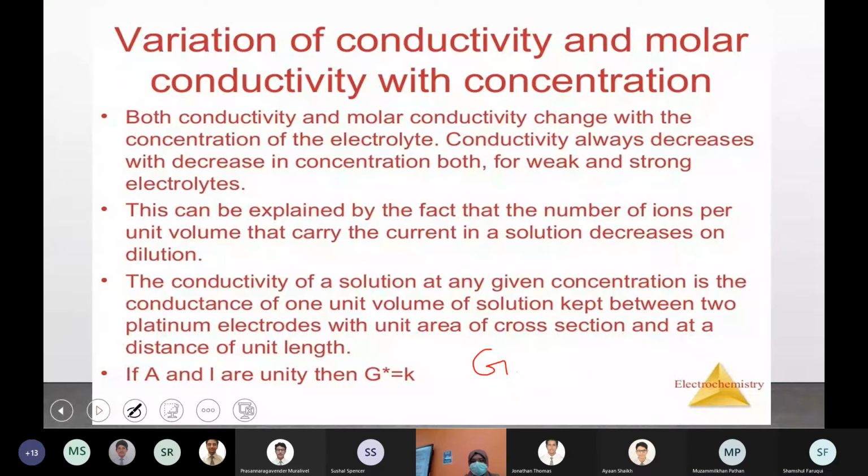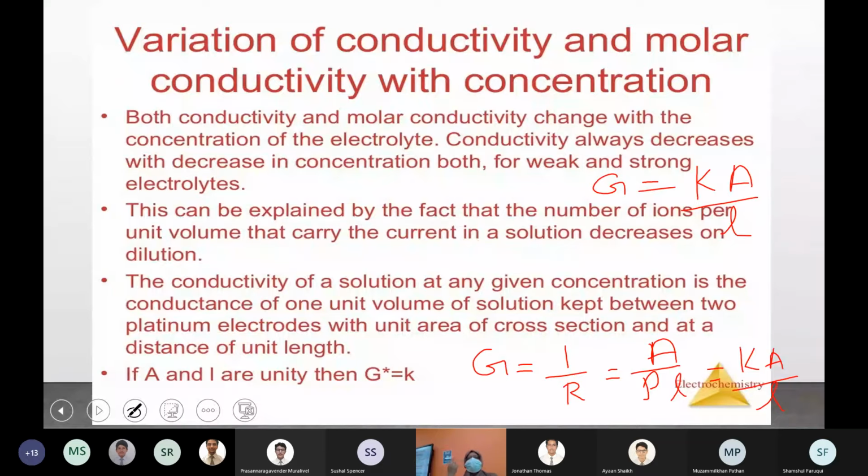G is equal to 1 by R. So it will be 1 by rho. A will be on the top, right? Like this. Okay, and 1 by rho is K. So you will get it as K A by L. And in this equation, that is G is equal to kappa A by L.